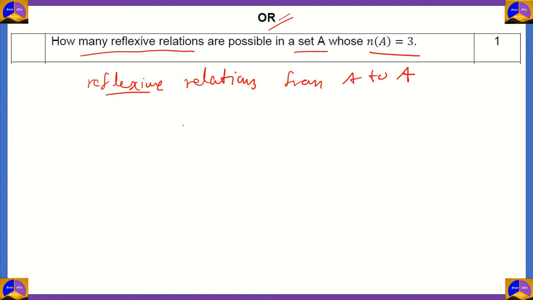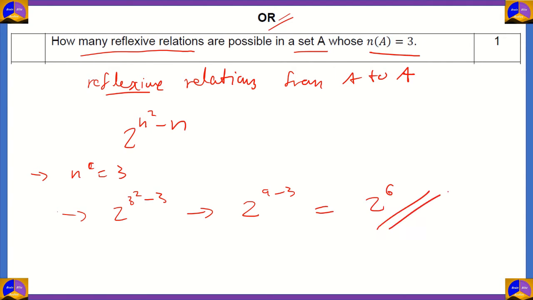so reflexive means that if (a, b) belongs to R, then (b, a) must belong to R. So we need to find out how many reflexive relations are possible when there is a relation from A to A. So the formula here is 2 raised to n squared minus n. And we know the value of n as 3. So since n is equal to 3, then the reflexive relations will be 2 raised to 3 squared minus 3. That is 2 raised to 9 minus 3, which is equal to 2 raised to 6.